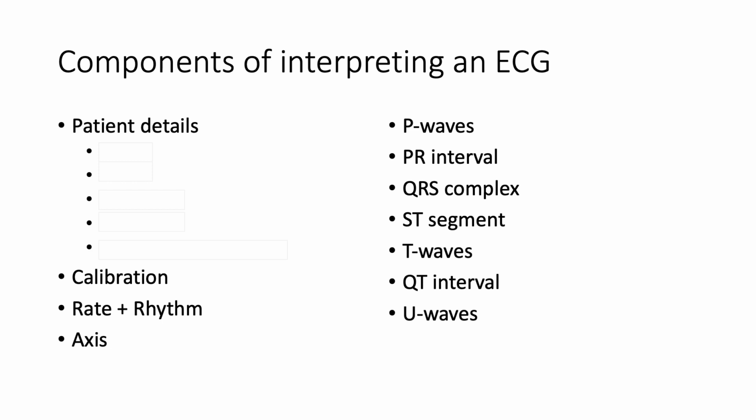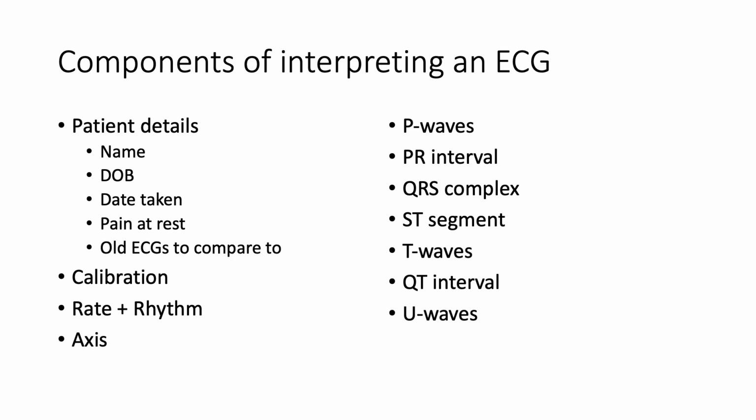Alright, so this is where we get into it. So the components of an ECG that we're going to look at, we're going to make sure that it's the patient that's sitting in front of us. Because you absolutely do not want to look at a healthy patient's ECG when you think your patient's having a heart attack, or vice versa. So some of the patient details that we're going to check are their name, their date of birth, and when it was taken. Sometimes you'll get some old ECGs, and whether they were in pain. And also, as I said, if they have old ECGs.